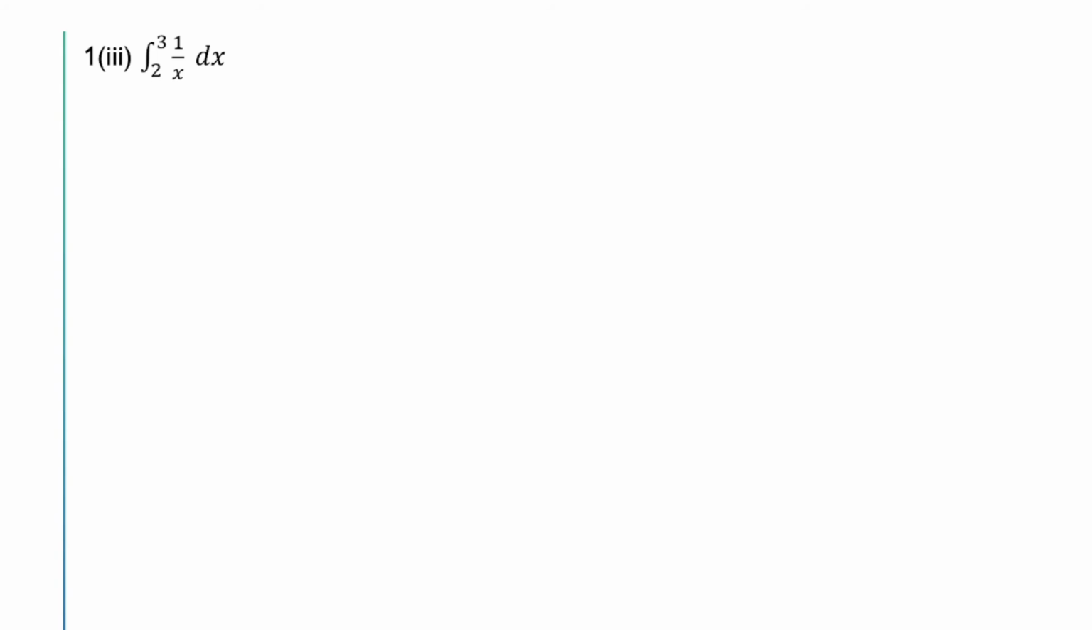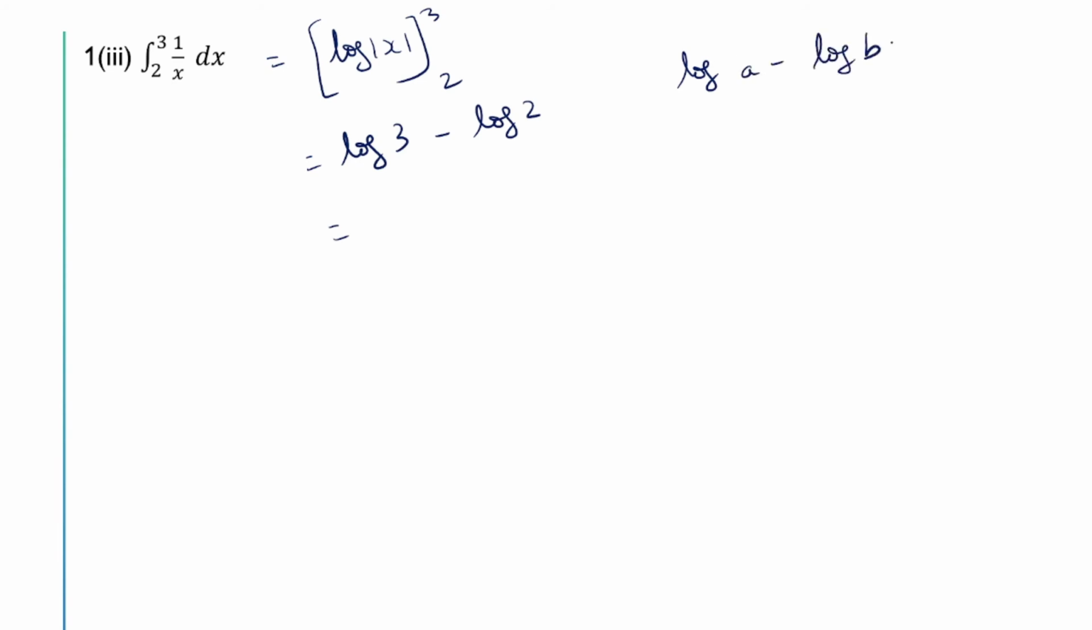Next question, integral 2 to 3 1 by x dx. Now we know integral 1 by x dx is log mod x. Now we have to substitute the limits 2 to 3. So this is equal to log 3 minus log 2. Now we know the properties of logarithms. Log a minus log b is equal to log a by b. So using that property, log 3 minus log 2 is nothing but it is log 3 by 2.